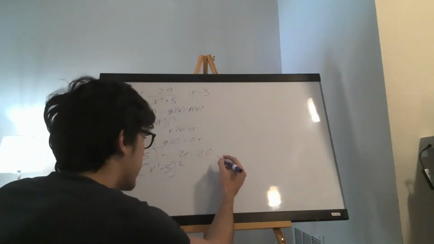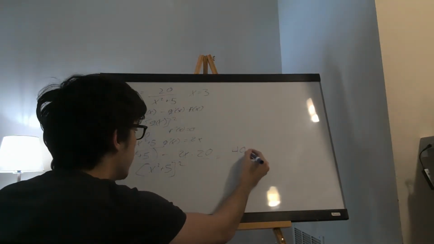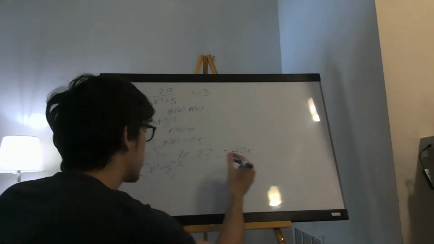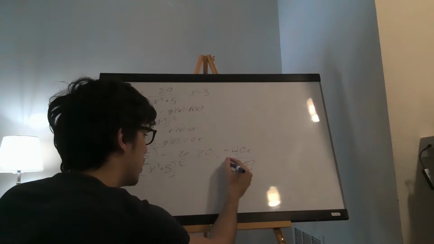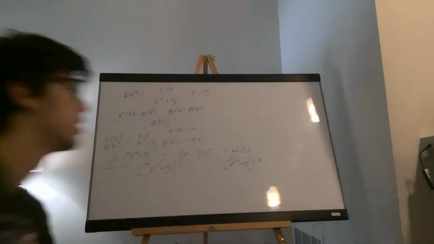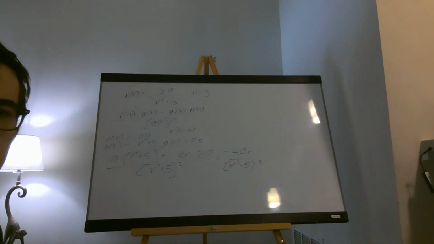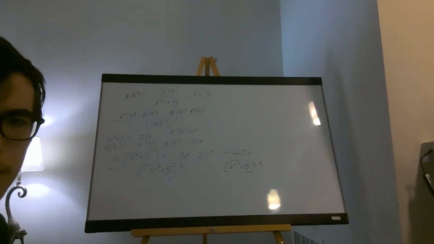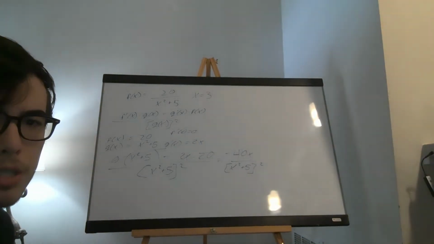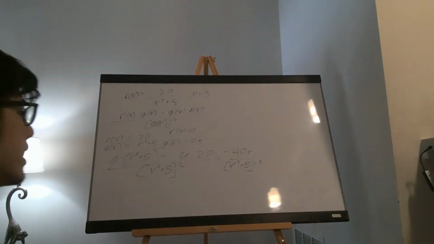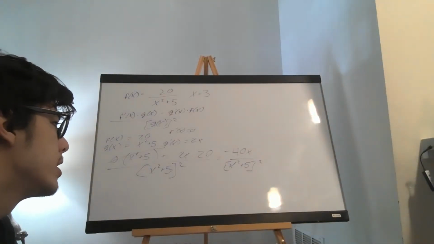Okay, so then this is going to give us, yeah, that's so much nicer, negative 40x over x squared plus 5 squared. So let's double check our answer real quick. All right, so our final step is to plug in 3 for x. So negative 120.